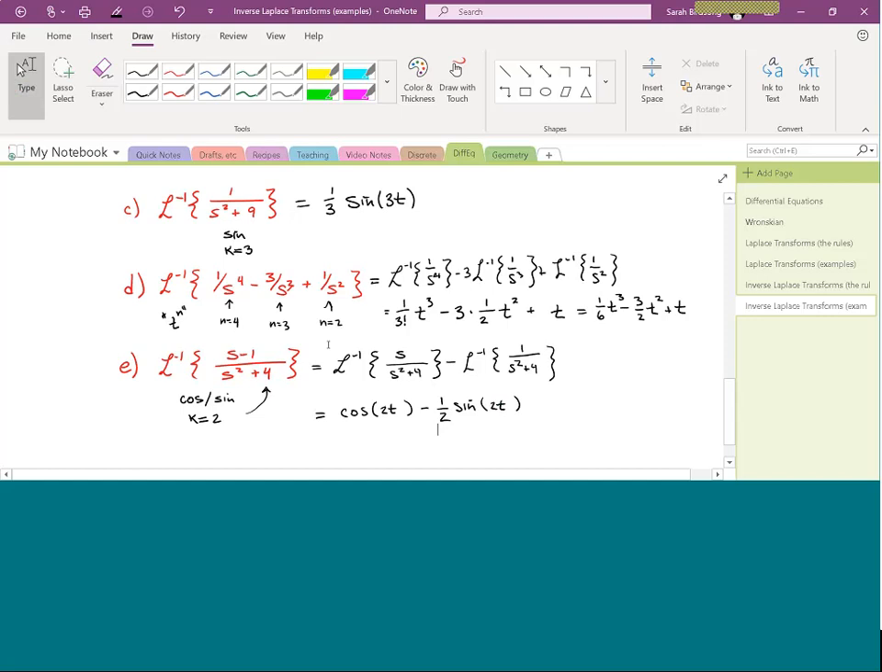Remember back to when we were dealing with differential equations, when we got imaginary roots from just homogeneous equations. We would get our characteristic equation, we'd solve for the roots, we'd get imaginary roots. What happens with our solution? We get a cosine and we get a sine.